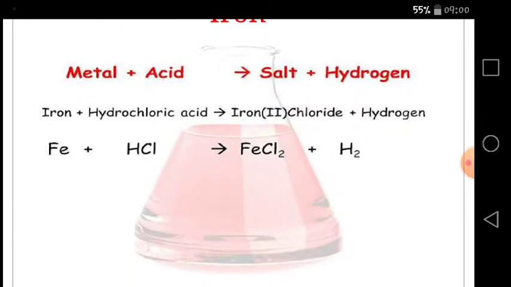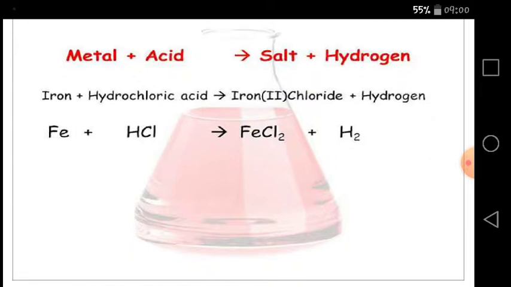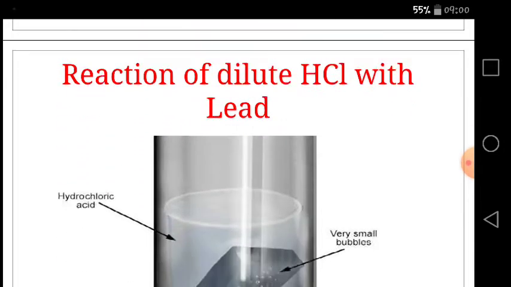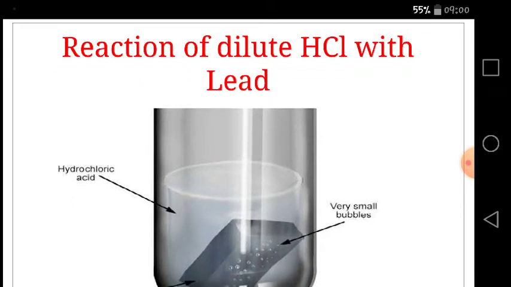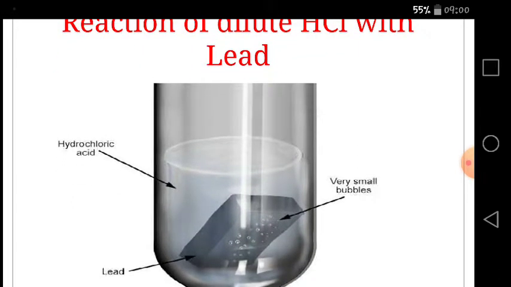And we also have to note down the number of bubbles which are coming out, and how speedily they are coming out from this reaction. This is the reaction of dilute HCl with lead. You can see very small bubbles are produced when we add the lead in hydrochloric acid. So it means the reaction is not going to proceed vigorously. A very slow reaction is going on.